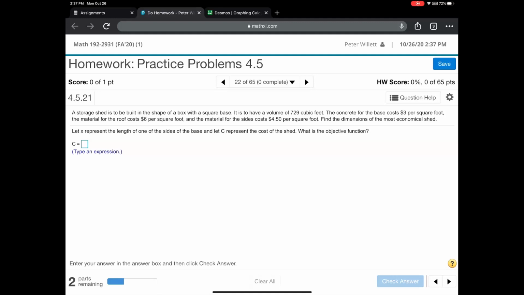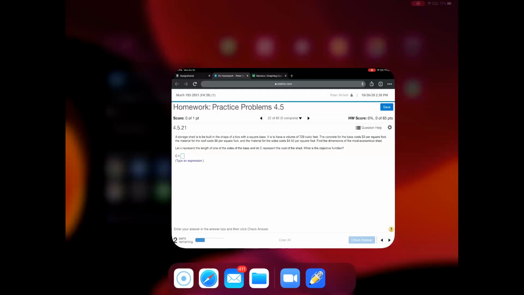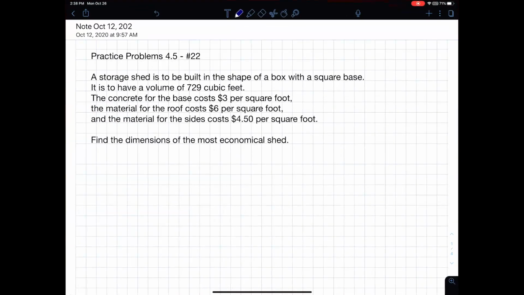Hey there, students. I wanted to do for you an example of an optimization problem from section 5 of chapter 4. So I'm looking at number 22 on the practice problem list. And so let's go through this problem together. I actually copied over the text of the problem into a writing program, so I'm going to switch over there.